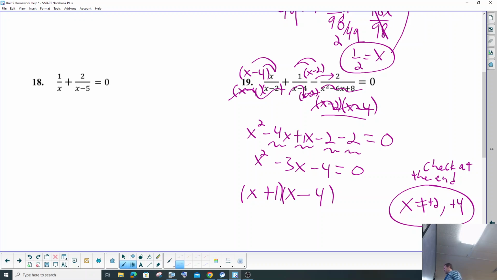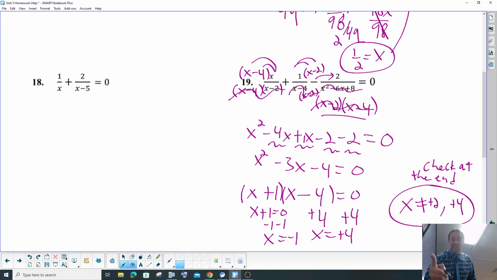Good, there we go. And then we have to set them each equal to 0. So we add 4 to the other side, and we get x equals positive 4. And over here, we set this one also equal to 0. We minus 1 to the other side, so we get x equals negative 1. So we got negative 1 and 4 as our solutions.